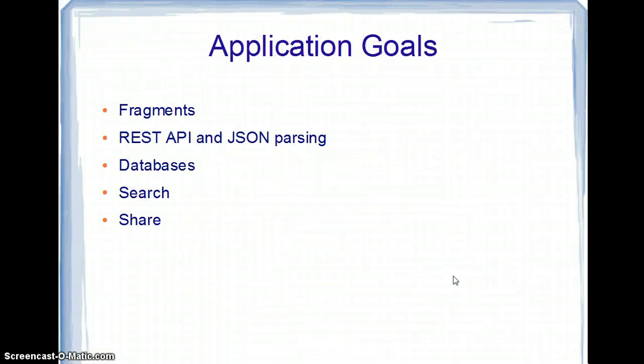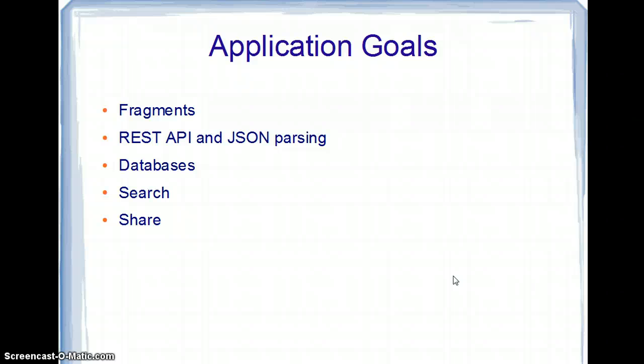The main goals for this quarter were I really wanted to use a REST API and do some JSON parsing so I could get information from the internet and display it in my app in a format that I wanted to. I also wanted to use fragments in databases, which we covered this quarter, and some features such as search and sharing information via Facebook or email, which I thought fit quite well with my app.